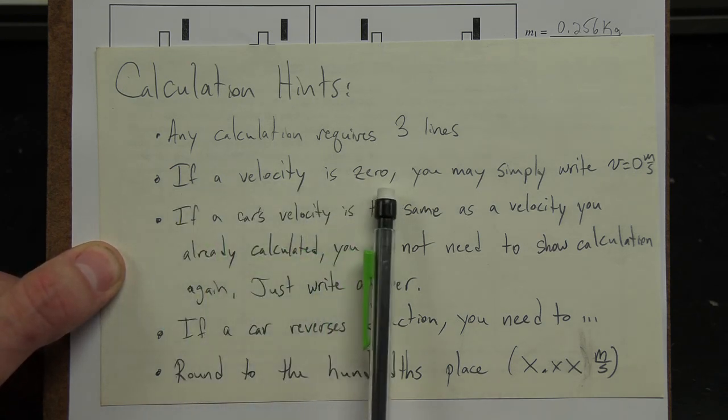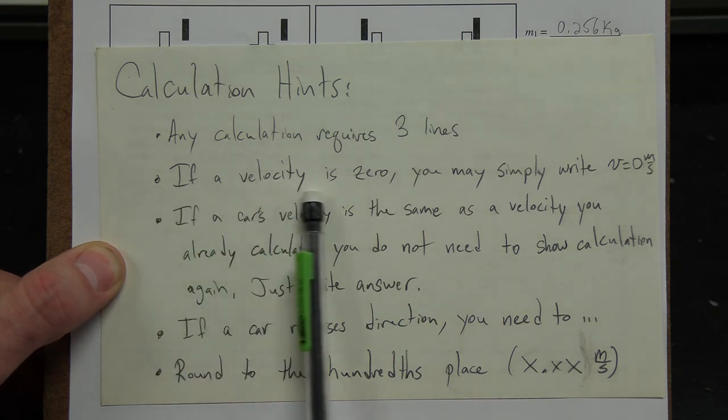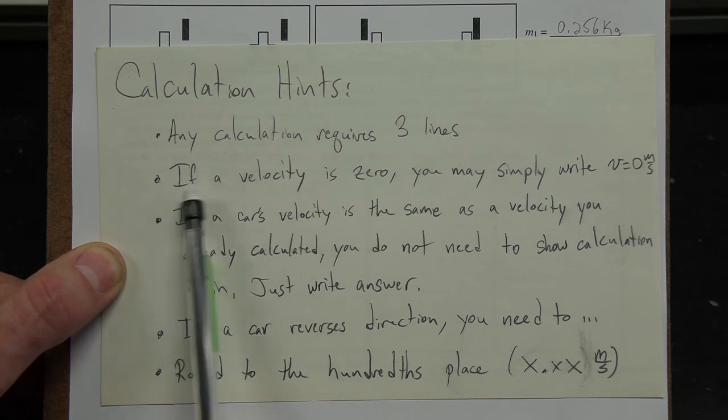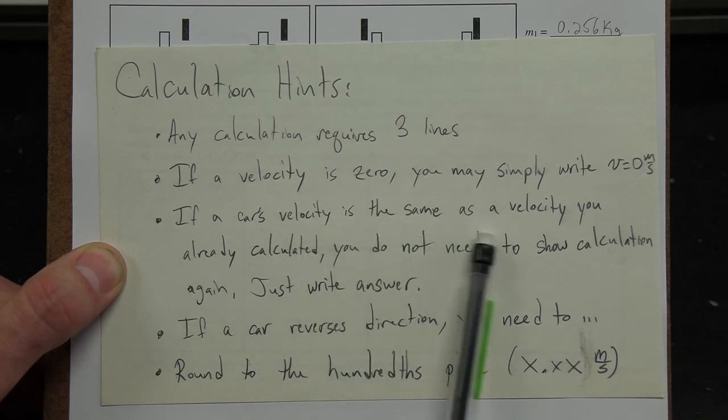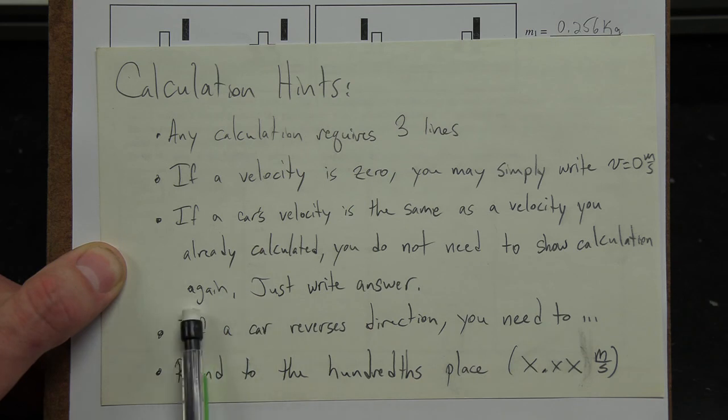If any velocity is 0, you may simply write 0 meters per second. You don't have to show a calculation. By the way, I'm not saying necessarily that any velocity is 0. I'm just saying if one was, you could write 0. You have to determine if, and if yes, which ones or which one was 0. Another thing, if a car's velocity is the same as a velocity you already calculated, you do not need to show a calculation again, just write the answer.